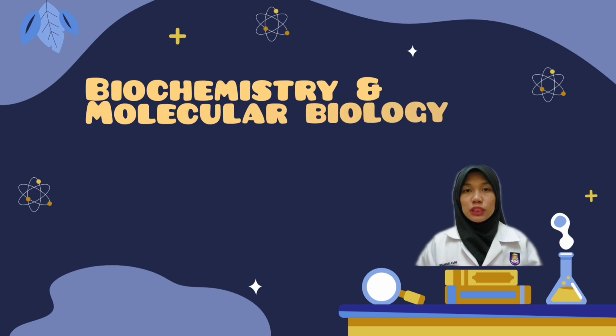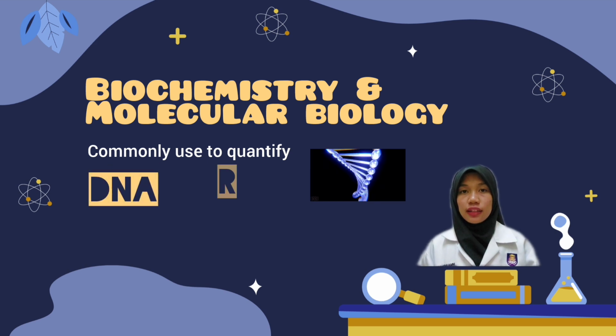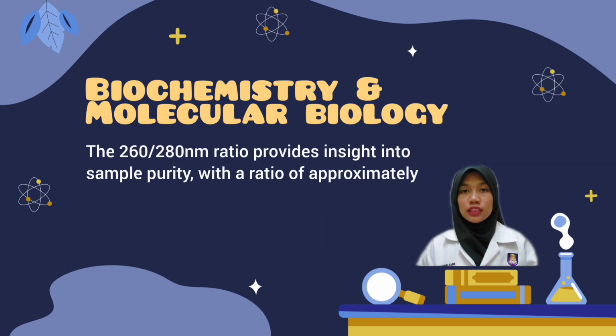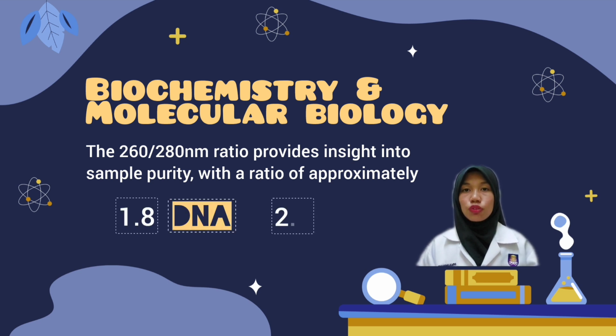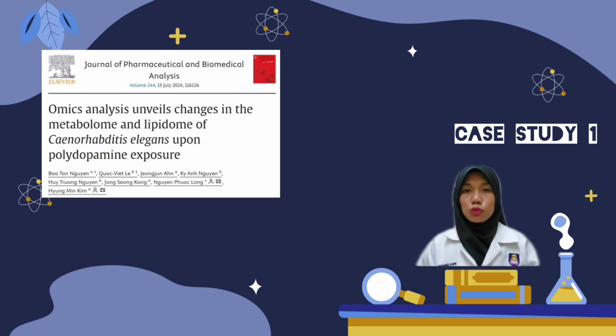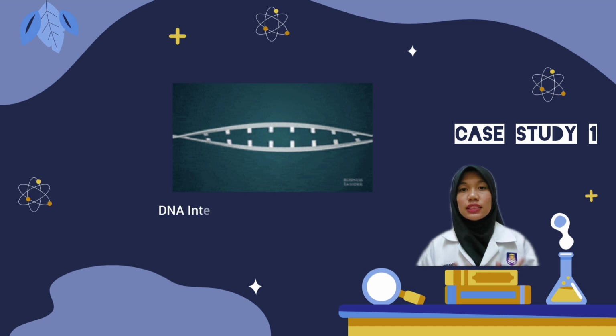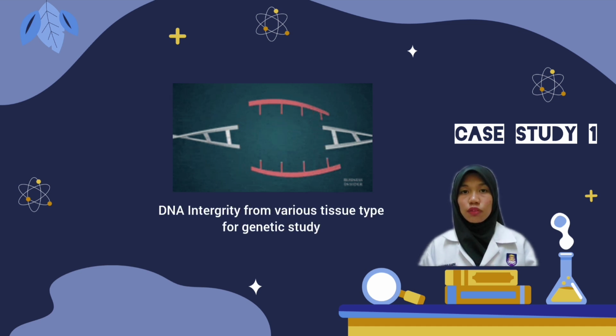Firstly, spectrophotometry plays a critical role in biochemistry and molecular biology. It is commonly used to quantify DNA and RNA by measuring absorbance at 260 nanometer. The 260/280 nanometer ratio provides insight into sample purity with a ratio of approximately 1.8 for pure DNA and 2.0 for pure RNA. A 2022 study by Nguyen and his team demonstrated the use of spectrophotometer to evaluate DNA integrity in samples extracted from various tissue types for genetic study.